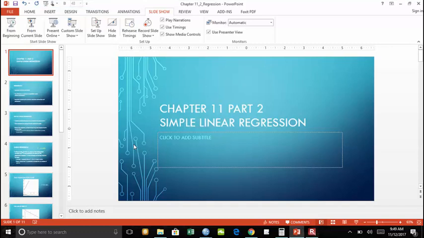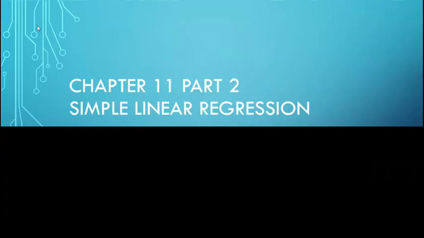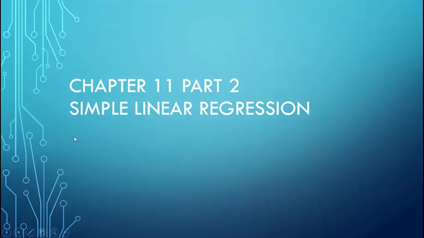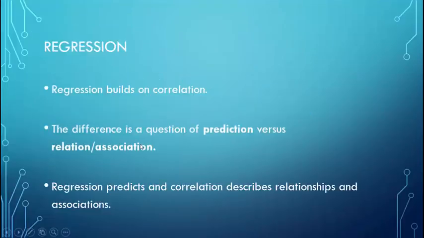Well, hello everybody. Welcome to the last section of this class, Chapter 11, Part 2, Simple Linear Regression. So we're going to just go over the second part of Chapter 11 today. Last week we talked about correlation, which was the first part of Chapter 11, and regression just builds on correlation.